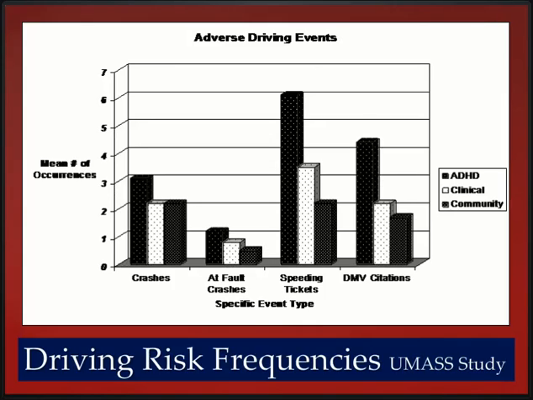Now on this graph you see the mean frequency of occurrence. And this proves the point I made earlier, that adults with ADHD are especially likely to be accumulating frequent tickets for speeding with a motor vehicle. They also have more total citations on their driving record than do other adults.